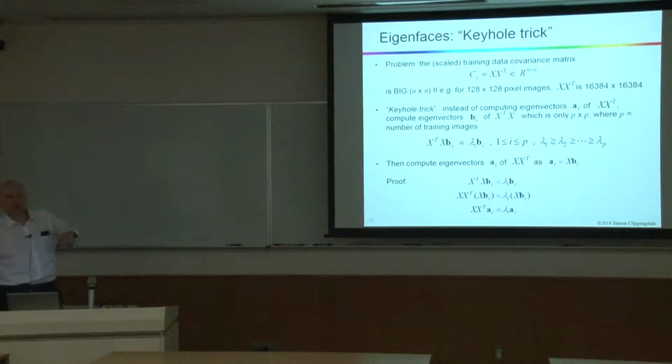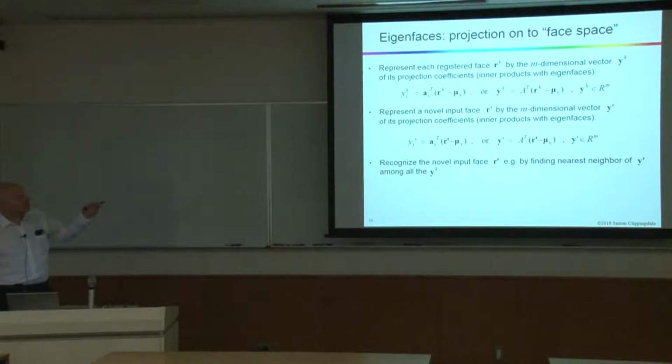There is one problem with doing the naive approach that I just talked about, and that is that the covariance matrix of the data can be very large. In the case of 128 by 128 pixel images, this outer product here is this very large 16,000 squared matrix, and you don't want to be computing the eigenvectors of that. So you can do something called a keyhole trick, which involves, instead of computing the eigenvectors of this product, you can compute the eigenvectors of this product, which is much smaller. So anyway, don't worry about that. Here's a proof that it works.